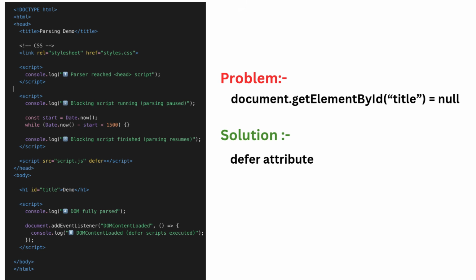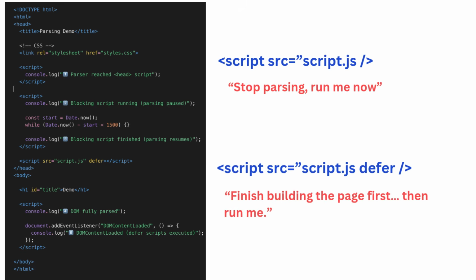But there's a different behavior when we use the defer attribute. When a script is marked as defer, the browser does not stop HTML parsing. Instead, it continues building the DOM while downloading the script in parallel. Then, once the HTML is fully parsed and the DOM is complete, the deferred script is executed. So in simple terms, normal scripts say, stop parsing, run me now. Deferred scripts say, finish building the page first, then run me.